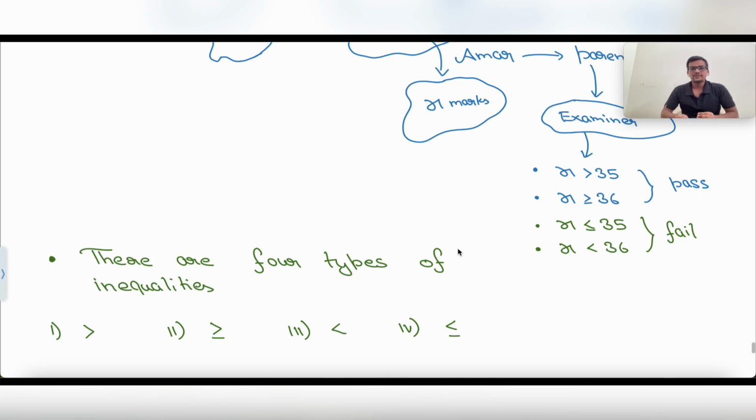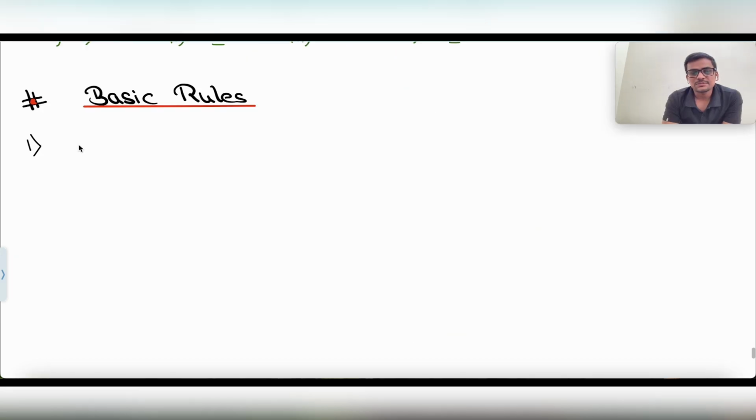Before going to the problems, we will learn some basic concepts about inequality. After that we will solve many simple examples, then we will increase our level of problems, and then we will solve up to advanced level, IIT JEE levels, Olympiad levels. Okay, so let's start with the basic rules. My first basic rule is transitivity.